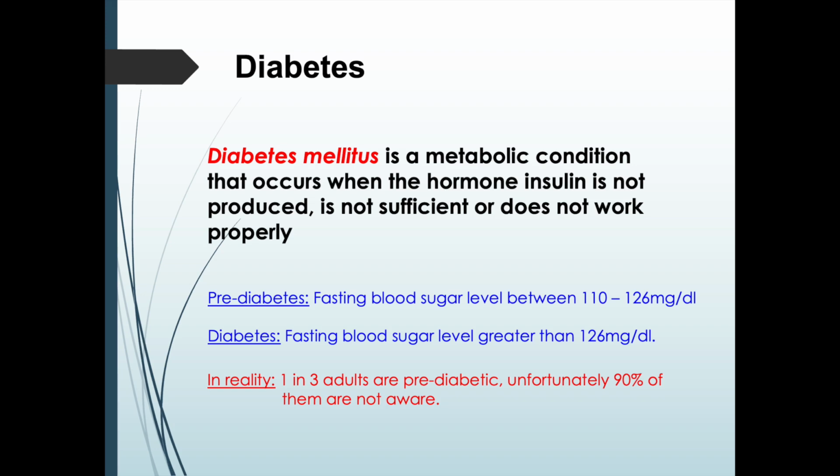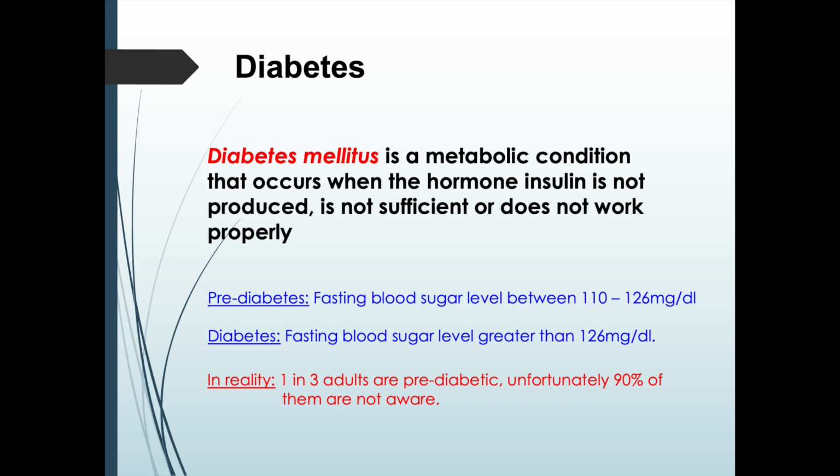So today I want to talk about what is diabetes. As you know, diabetes mellitus is a metabolic condition that occurs when the hormone insulin is not produced or is not sufficient or does not work properly. And there are two conditions, that is pre-diabetic condition and diabetes condition.